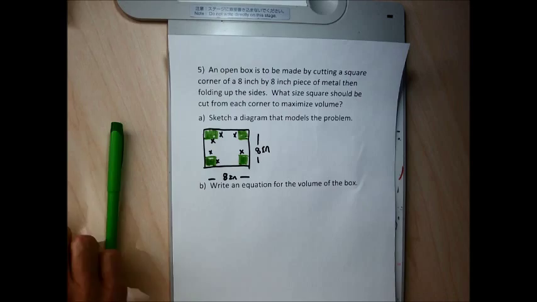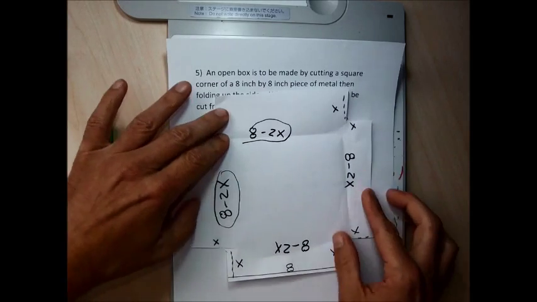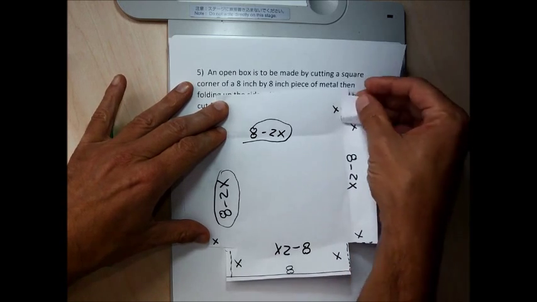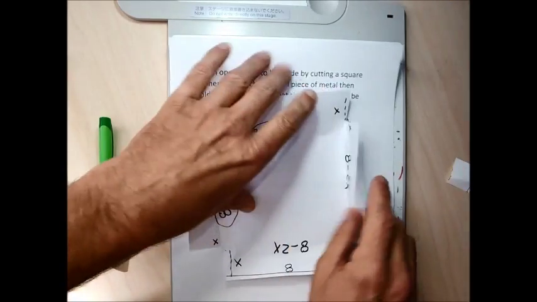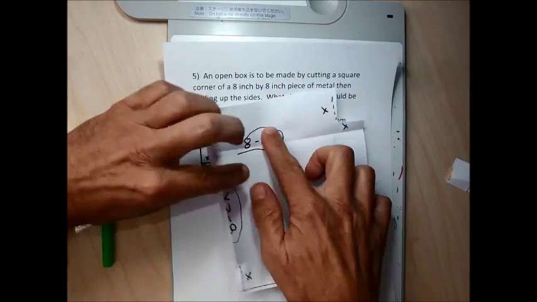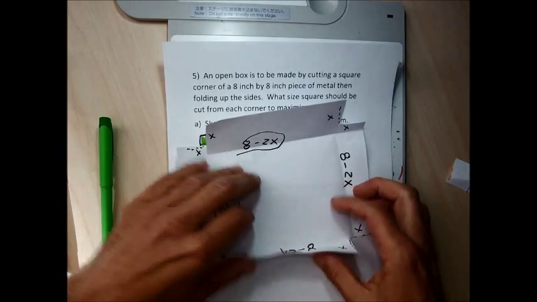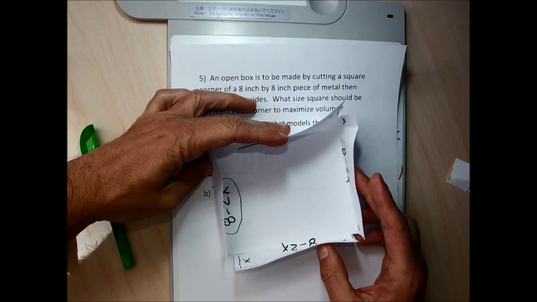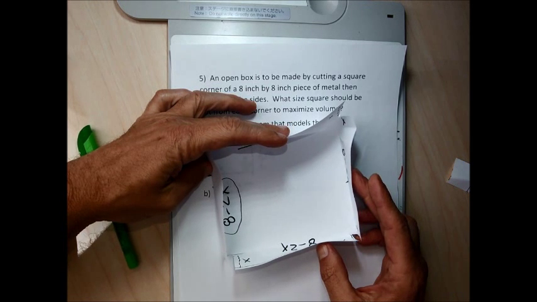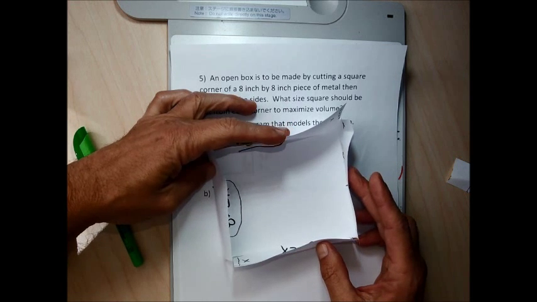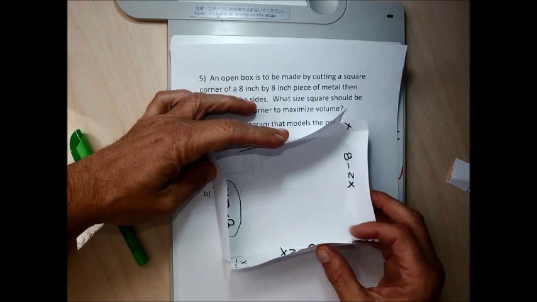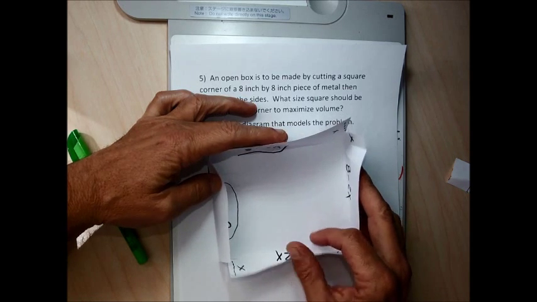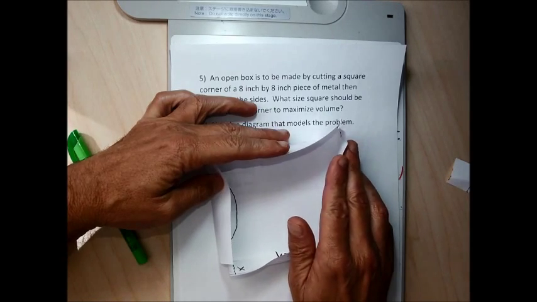And I've kind of constructed this already. This was my 8-inch by 8-inch sheet of paper, and I cut out from each corner an x by x inch cut. And what happens when you do that is you can then fold up the sides and make a box. So if I start with an 8-inch by 8-inch piece of metal and cut x-inch corners out, I'm able to make a box without a top, and the height of the box is going to be x for each of the sides that I cut and fold up. This box is going to have a height of x.